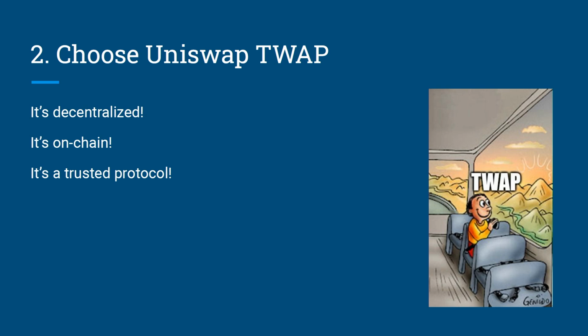And so instead of using a single price at a single point in time, which could be manipulated very easily, the TWAP is using an average price. So you don't have to rely on a single point in time. You rely on a longer period of time, which smooths the data. And this looks great. I mean, it's decentralized, it's on-chain, it's a trusted protocol, it's Uniswap. I mean, what can go wrong?